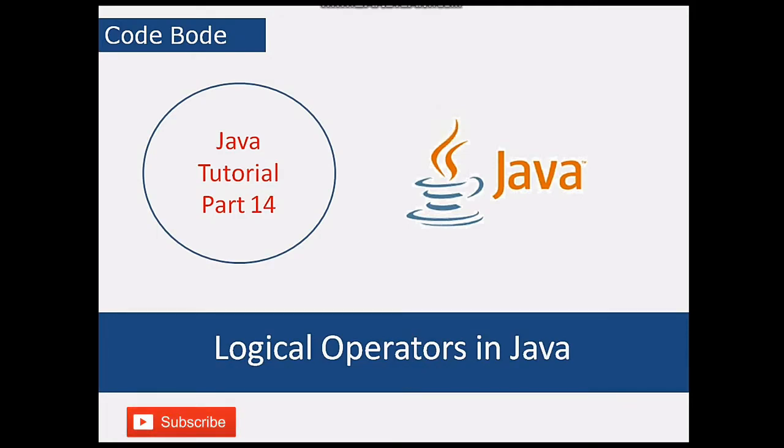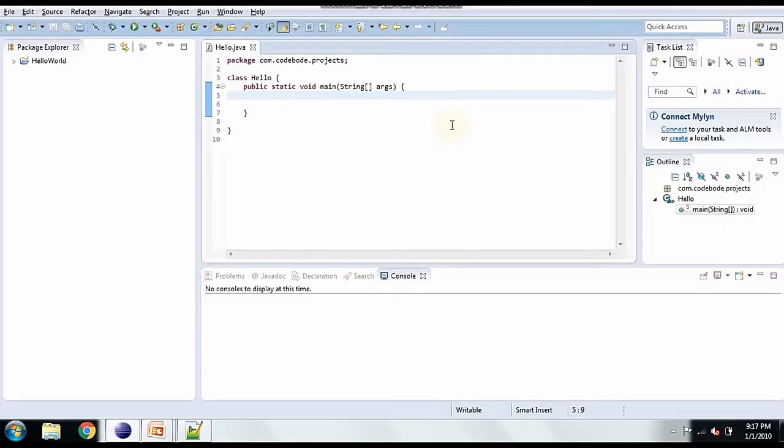In this video, let's see what logical operators are in Java. So here is our Eclipse IDE. In the last video, we saw relational operators. Let's say if you want to check a condition such as number is greater than 5, we use relational operators. But what if we want to check two or more conditions at a time? For example, if we want to check if the number is greater than 5 and less than 10 also. In that case, we use logical operators. We use logical operators to check two or more conditions.